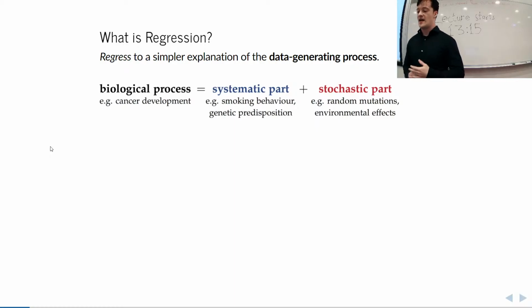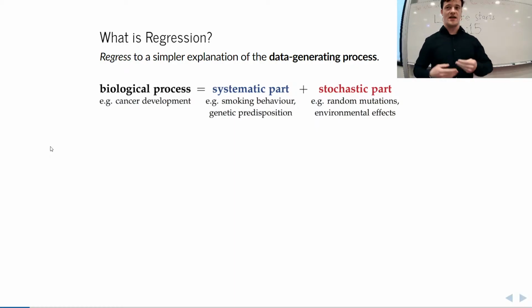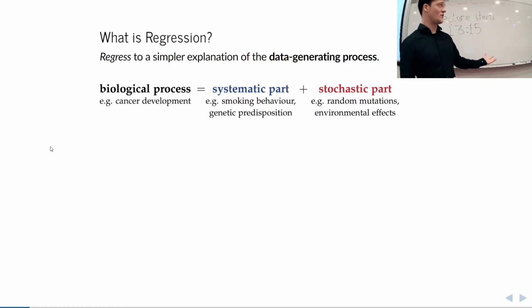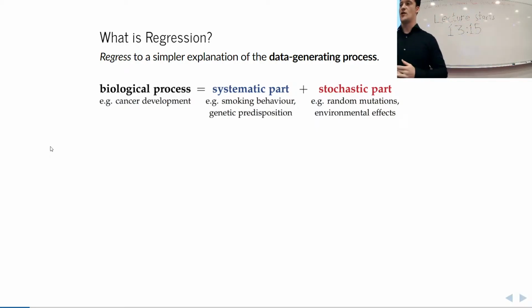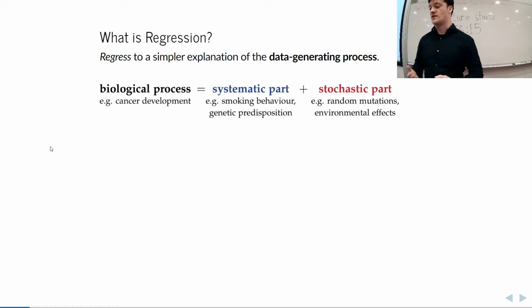Now, any form of regression essentially says that this biological process is a combination of a systematic part, and that's the one that we want to extract, the one we're usually interested in, and a stochastic part, so a random part. Now, the systematic part could be that we have a group that smokes, we have a group that doesn't smoke, so there's a systematic difference between those two. Or some people may have a genetic disposition for cancer, and others may not.